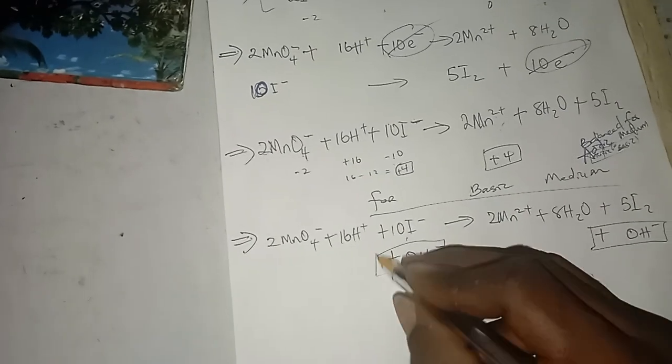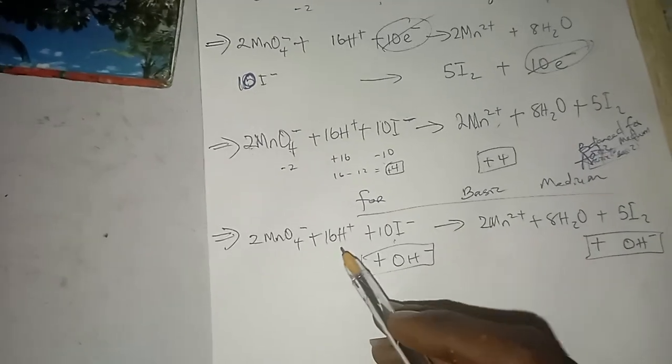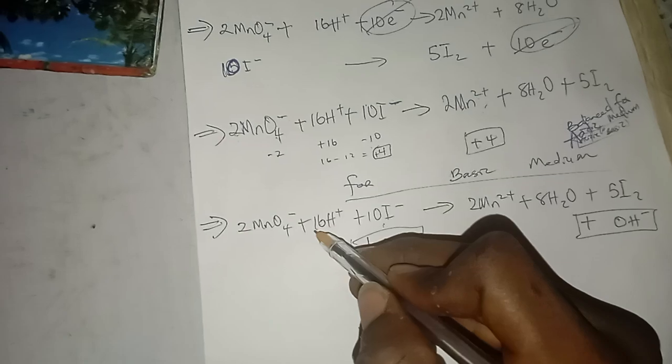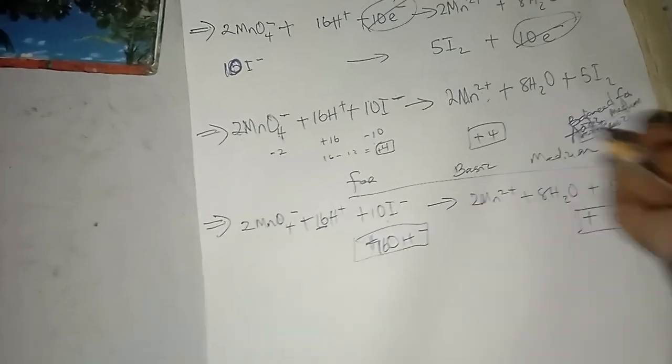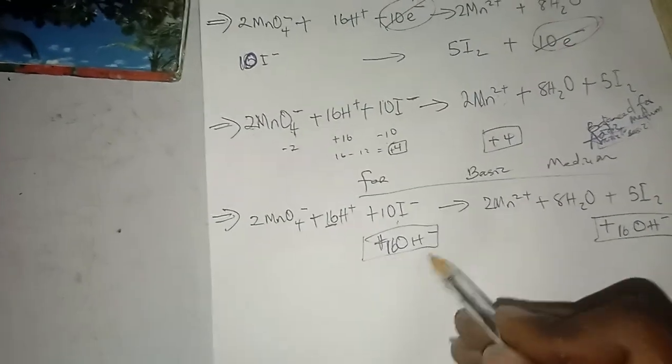You know that that's what base is. Now as you are adding this OH minus, you add it in such a way that it will correspond with the H plus I have here. Notice that the coefficient of H plus I have here is 16. So I will say 16 OH minus. Then I say 16 OH minus. Assuming this is 8, I'll add 8 OH minus.